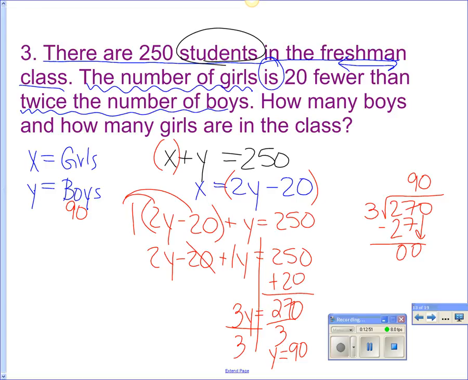Okay, in this particular problem, which one's easier to plug it into? X plus Y equals 250. The other one's pretty easy too. Either one, but the top one I like the best. X plus, I now know what Y is. Y is 90. Equals 250 minus 90. What's 250 minus 90? 160.